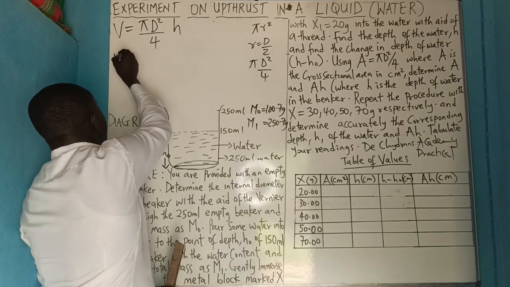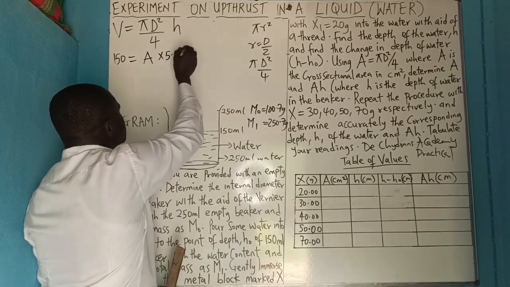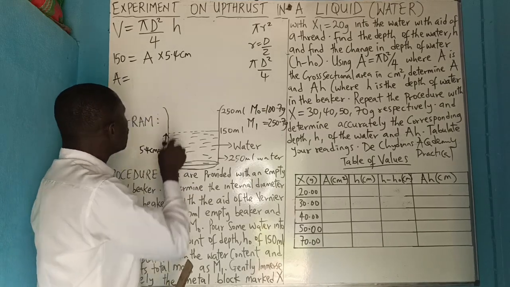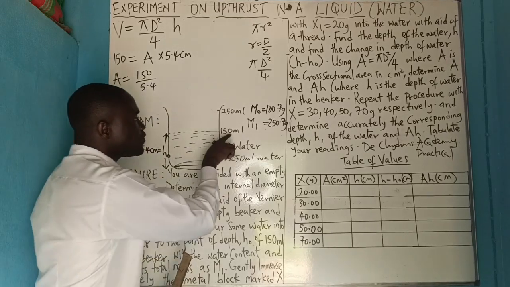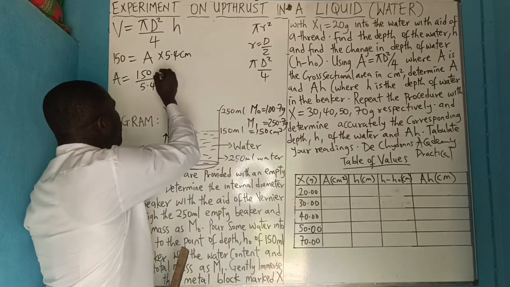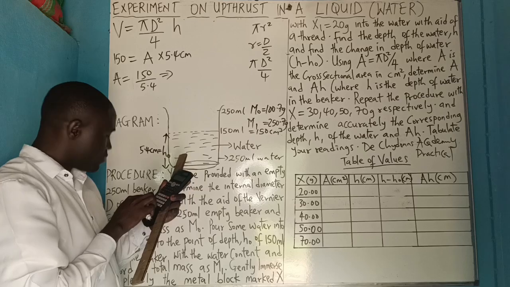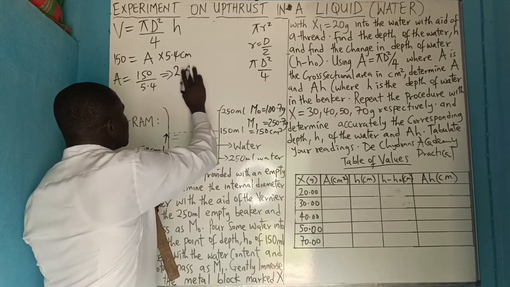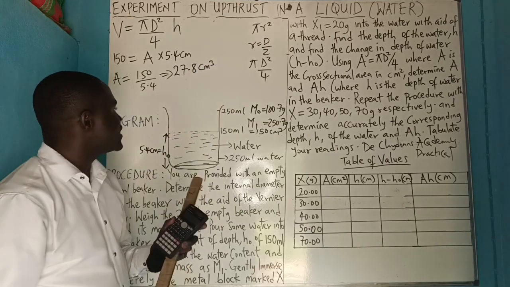We now tell them that 150 is equal to the area times 5.4 cm we got. Therefore, the area of this base will be equal to 150 over 5.4. We say 150 ml is equal to 150 cm cube, because 1 ml is 1 cm cube. So when you compute this with your calculator, 150 divided by 5.4 will give you 27.8 cm squared. That is the area.